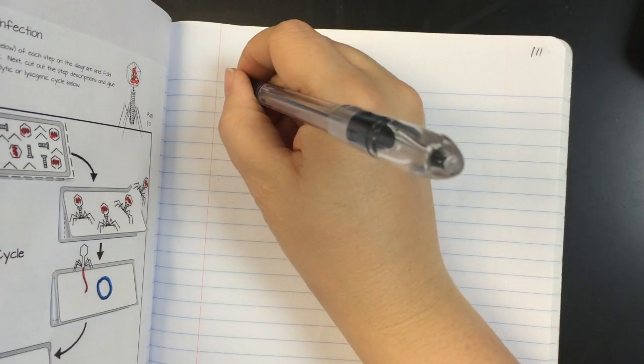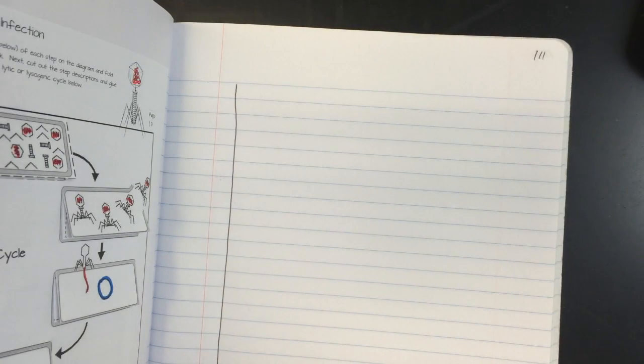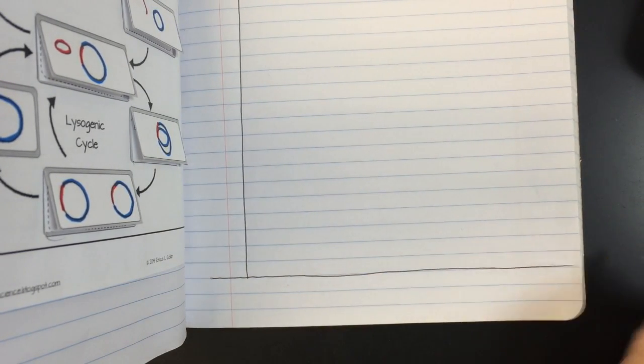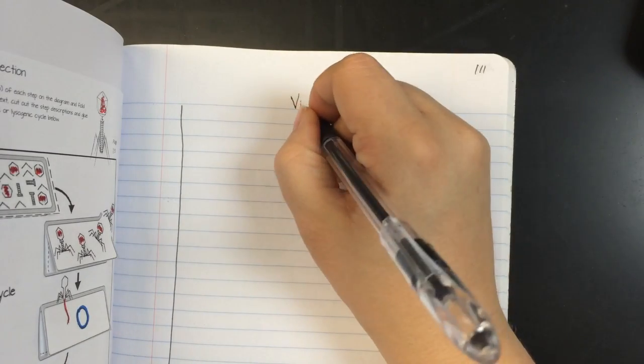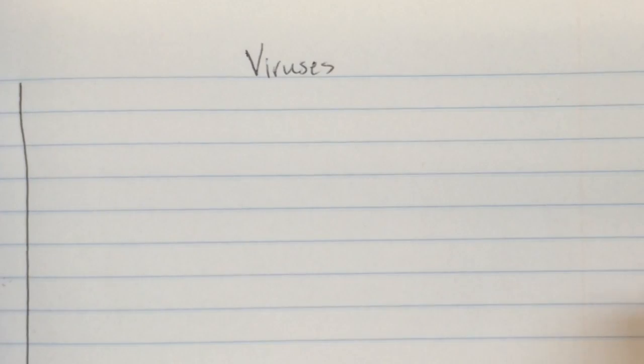So let's go ahead and set this up Cornell style. Give yourself a little room on the side to do your questions and then a space at the bottom for your summary. So our title today is viruses. Go ahead and zoom in for you here.